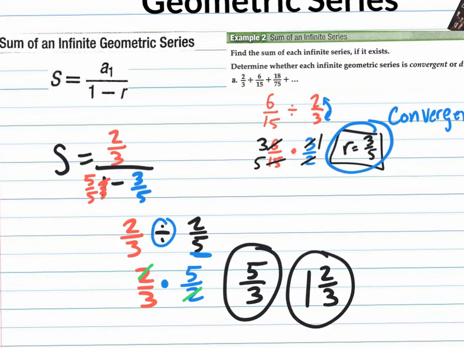So what does that mean? This summation formula tells us that if I were to take 2/3 and then add it to 6/15, and then add it to 18/75, and then add it to whatever 18/75 times 3/5 is, that'd be your next term. And then if you kept going and going and going and going, your answer would get to this, 1 2/3.